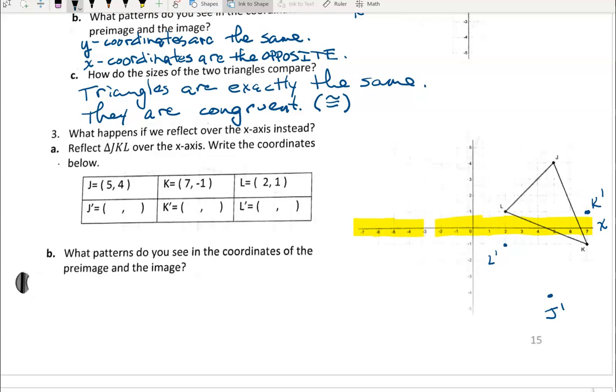And let's connect these. There we go. Great. Okay, so let's put in our coordinates this time. So now all of our x coordinates stay the same, and our y coordinates are going to change the opposite. So this is going to be 5, negative 4, and this is going to be 7, positive 1, because it changes to the opposite, and 2, negative 1. So again, look at our pattern here. These change to the opposite.